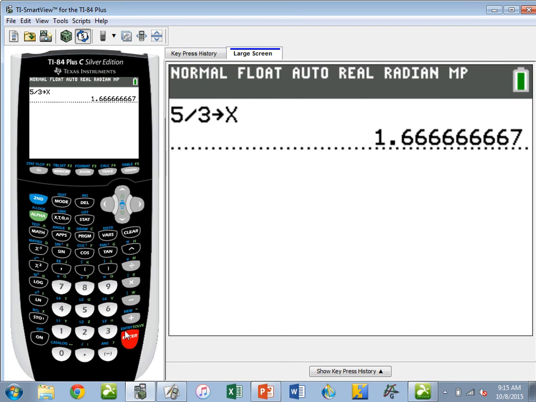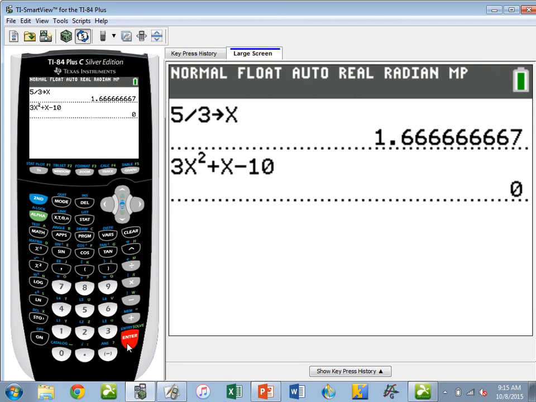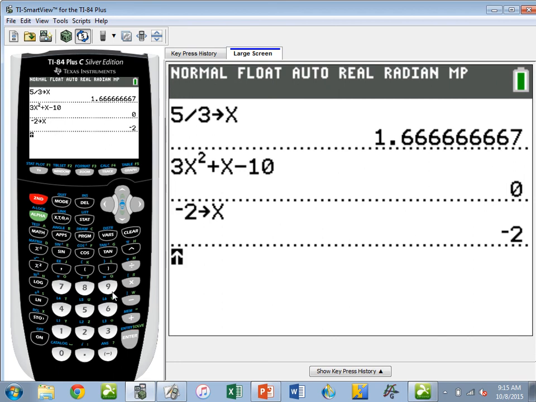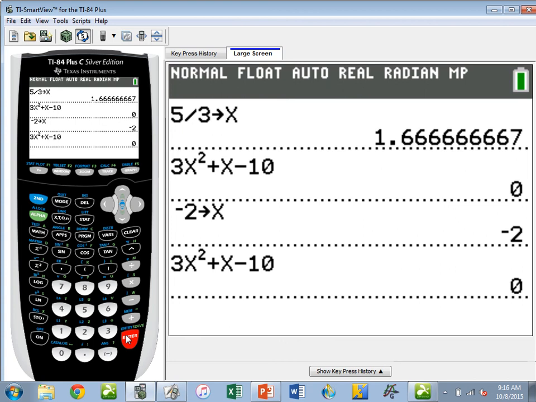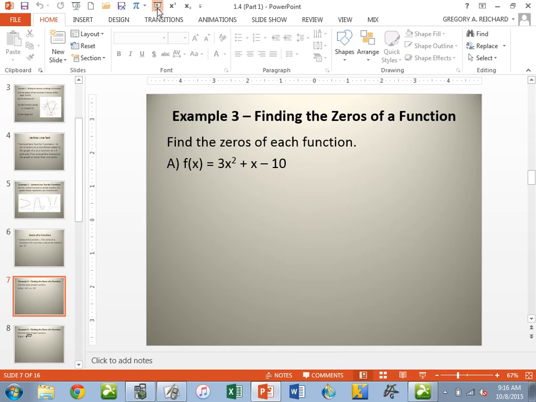And then I'm going to type in the equation. 3x squared plus x minus 10. Get an answer. Make sure it's 0. Then I'm going to store -2 in for x and see if I get the same thing. So I got -2, store x, and then I'm going to put the equation back in and just make sure when I do that, it equals 0. So once again, just something you can do with your equations there to check to see if what you did was right. So that's part A.